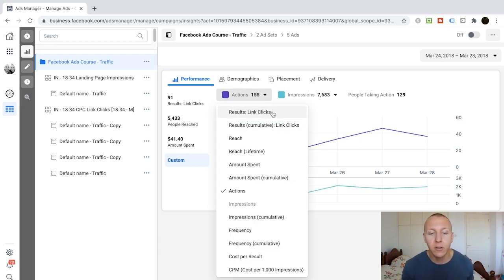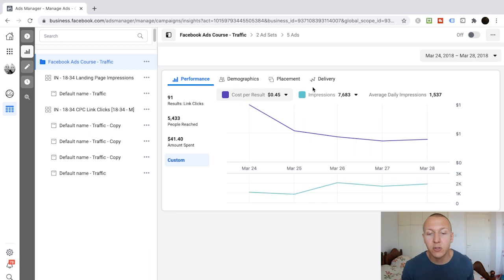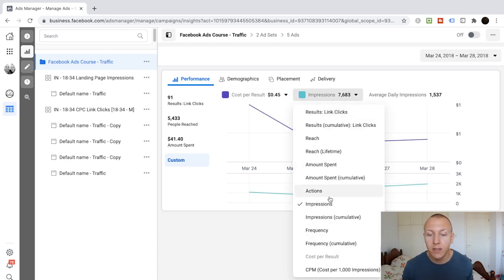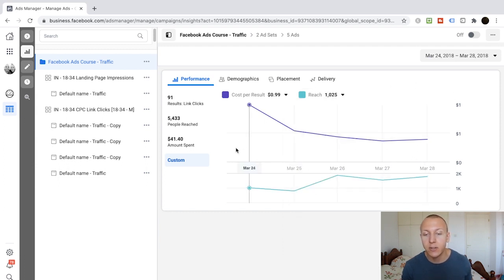So if we want to look for link clicks, we can do that. If we want to look for reach, we can do that. Frequency, cost per results, of course, we can just track that, and we can also change this green one. Maybe we want to see the, let's say, reach, for example. So is there a connection? Well, we can see that when our cost per result goes down, our reach is generally going up. So that is some pretty interesting data.